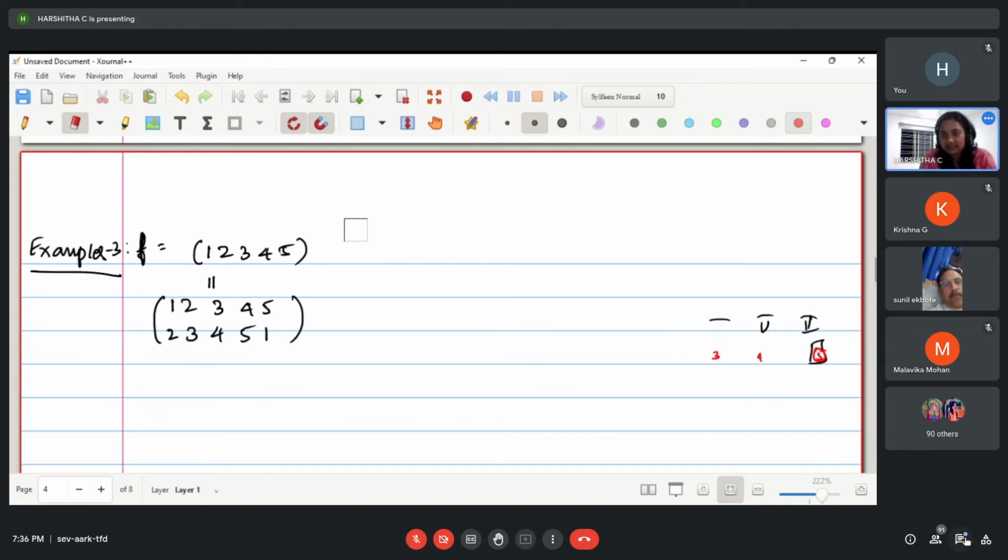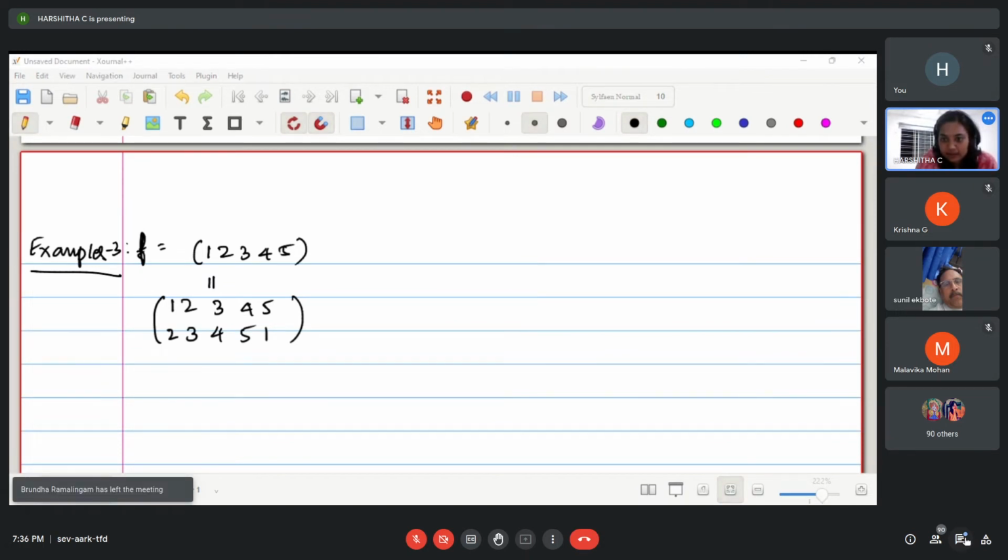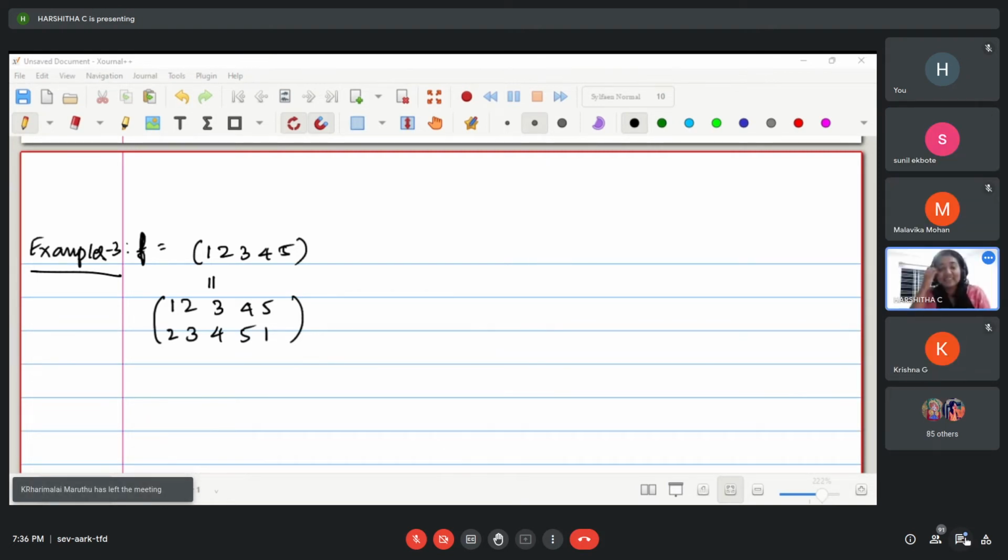So that's the idea of writing every permutation as a product of transpositions. So last step, I'll tell you explicitly how to write it. I was just giving an analogy as to why we think of writing it as a product of transpositions.